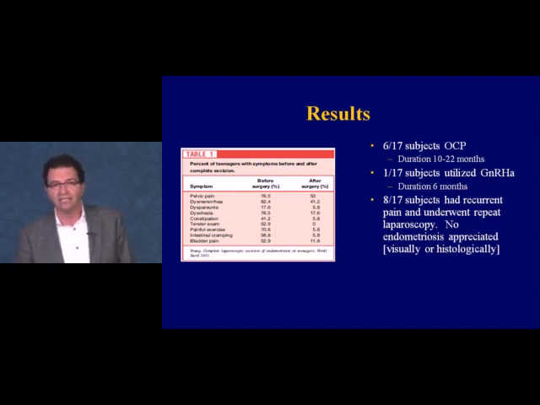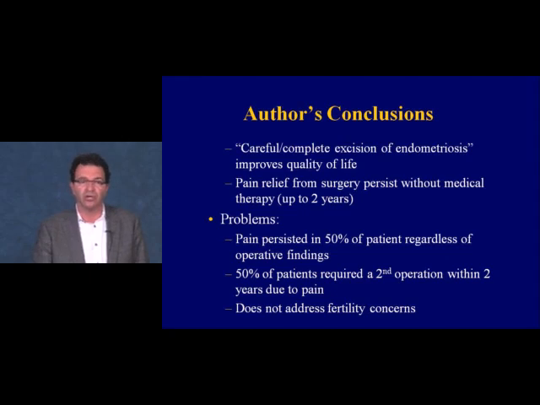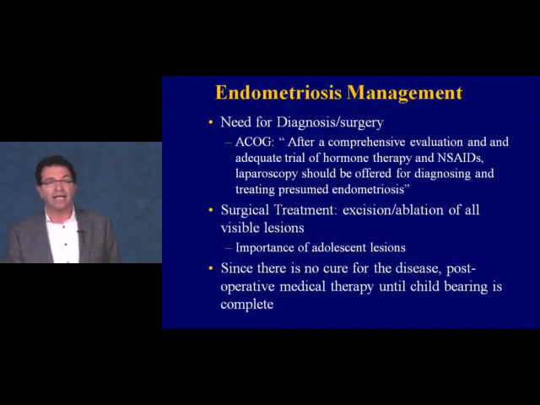So in this case, 50% of these patients had pain or recurrence of pain, which is similar to the adult data, and that's why we recommend medical treatment after all cases of surgery, since there is no surgical cure. So in this case, 50% had pain, 50% had a second operation within 2 years, and so we want to use a diagnostic procedure for surgery and diagnosis, and then use of medical therapy afterwards to keep disease from progressing.